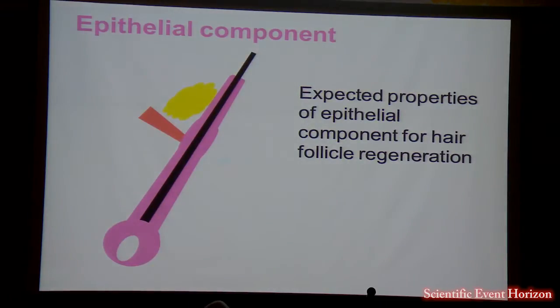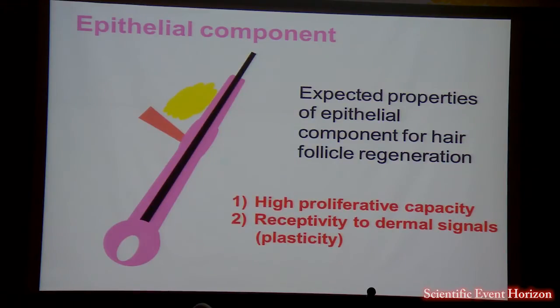So first, let's talk about the epithelial components. The expected properties for epithelial components for hair follicle bioengineering are high proliferative capacity, because to bioengineer a sufficient number of hair follicles you obviously need a large number of cells, and receptivity to the dermal signal, in other words, plasticity.